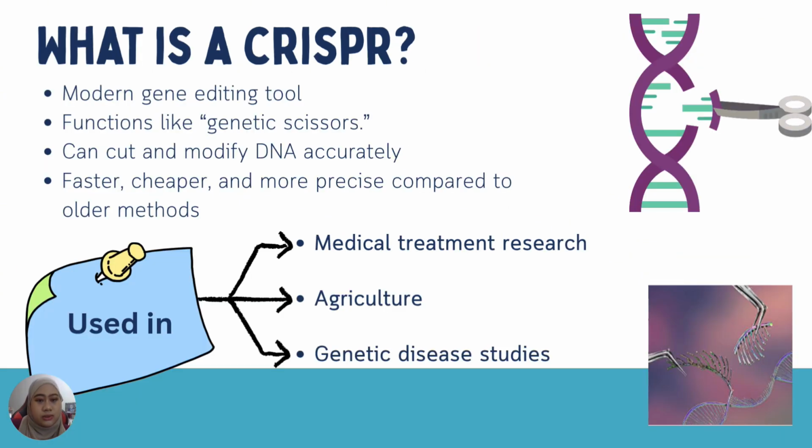Okay, what is CRISPR? It is a modern gene editing tool. It functions like genetic scissors, as you can see here. It's like a shadow. You can see it there. We can cut and modify DNA accurately, faster, cheaper, and more precisely compared to the older methods. If you Google it, the older methods are usually time consuming. This CRISPR is the modern one they use to cut the DNA. It is also used in medical treatment research, agriculture, and genetic disease studies, like I mentioned earlier.